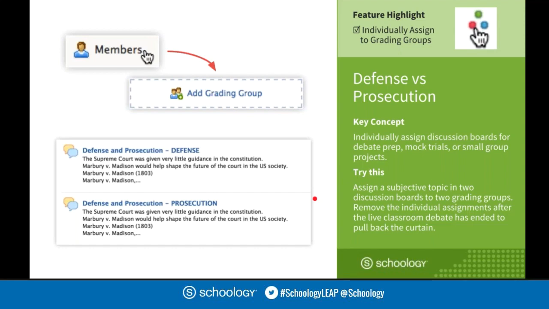So I want to split my class into two groups, one on the Marbury side and one on the Madison side. And this is a long-term project. I want them to be working on this at least for a week in these small groups. And as homework, I need them to be able to collaborate with each other outside of class time. But I don't want each team to know what the other team is up to. I want full secrecy for them to have this space to work and collaborate. We are going to accomplish this not only with using the individually assigned feature, but also using the grading groups feature.